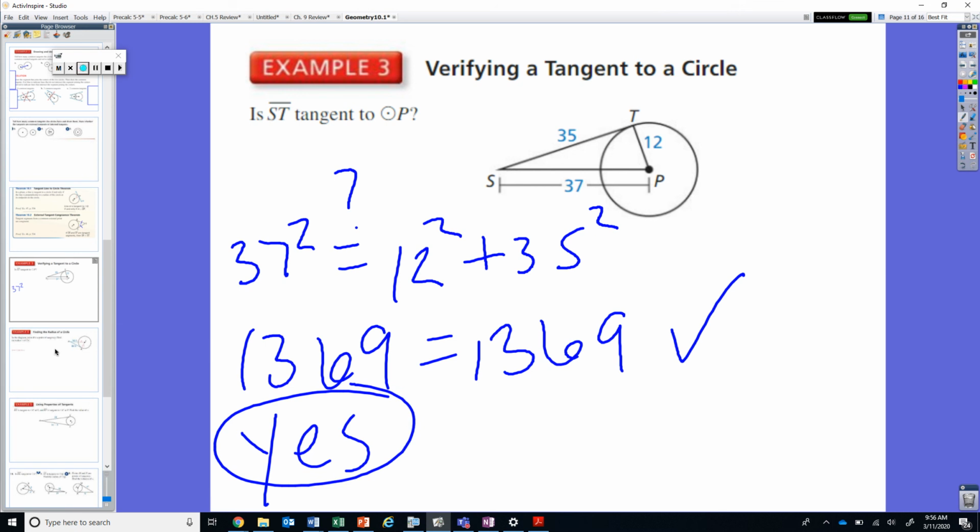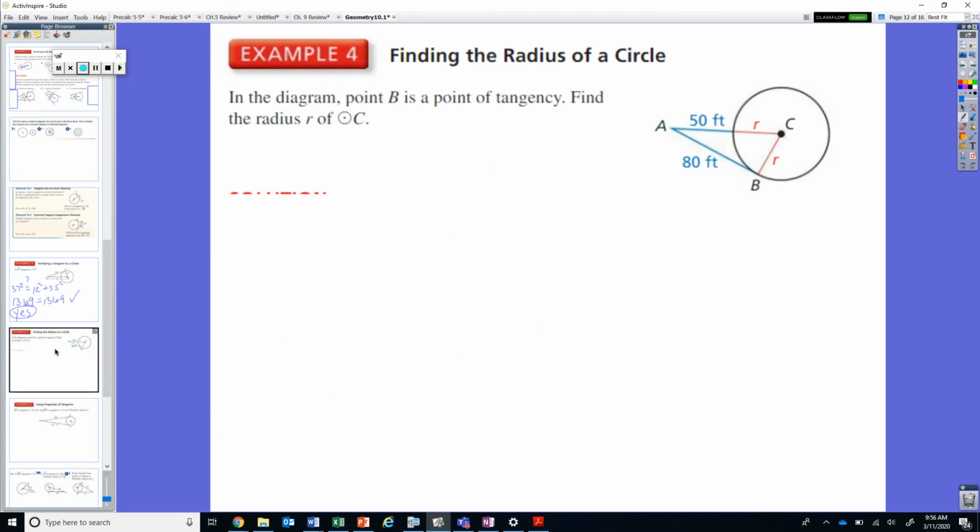What about another example where we can utilize the idea of the radius and the tangent being perpendicular to one another? We're going to use this concept to find the value of the radius. In the diagram, point B is a point of tangency. This tells me that AB is tangent to circle C. So I can utilize this concept to find the value of R. I know that angle B is a right angle, therefore triangle ABC is a right triangle. So let's go ahead and use our Pythagorean theorem, and it's going to look a little ugly, but that's okay, we're going to get through it.